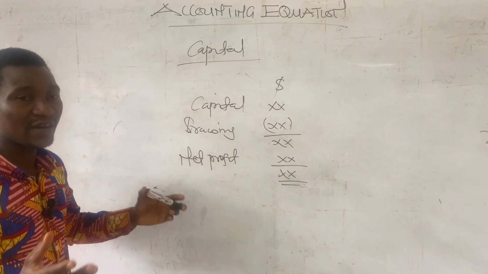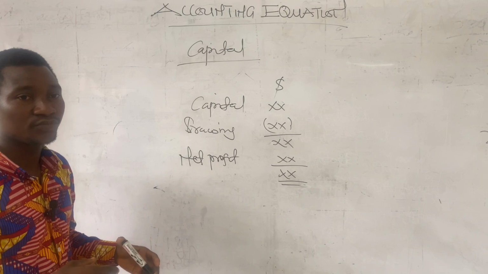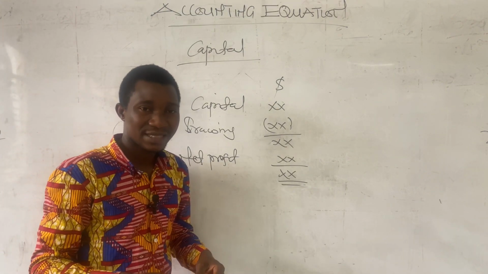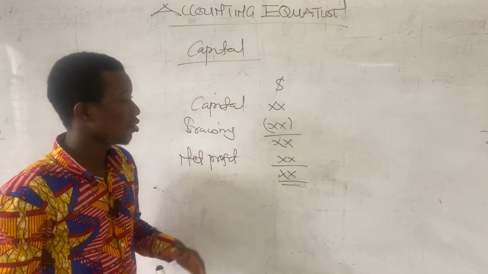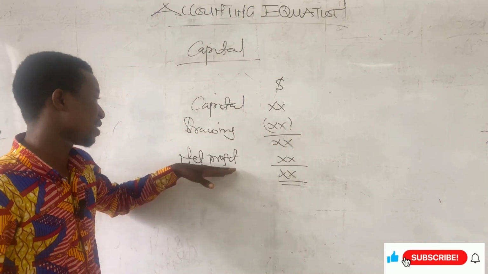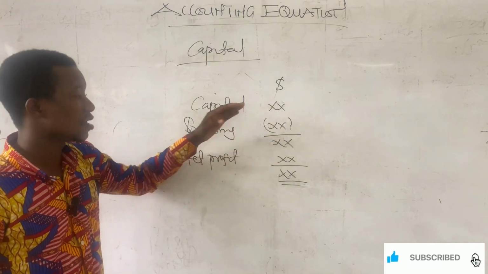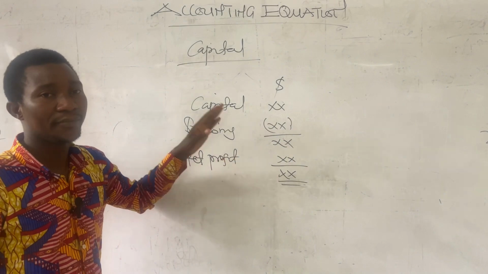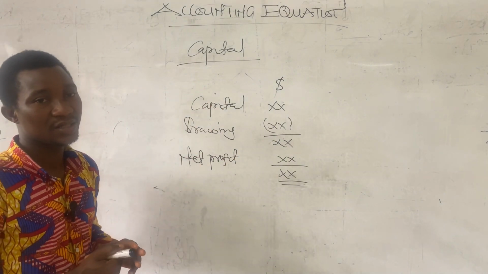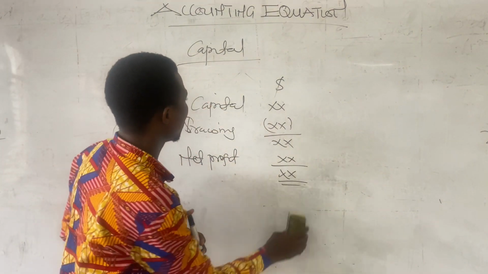For instance, if you have been given several items to determine your assets by using the accounting equation, it will give you maybe capital, drawings, and net profit. You need to do this adjustment to get a net capital before you can consider that as the capital to do your adjustment. Is that okay?